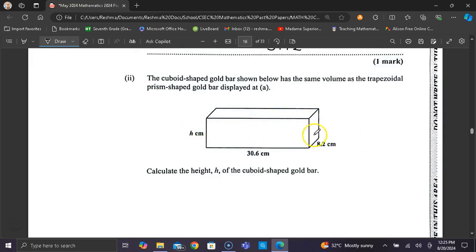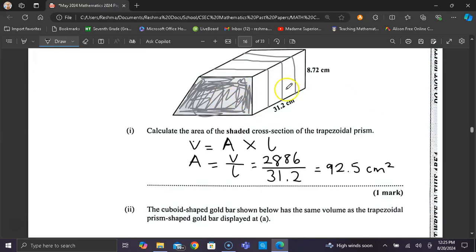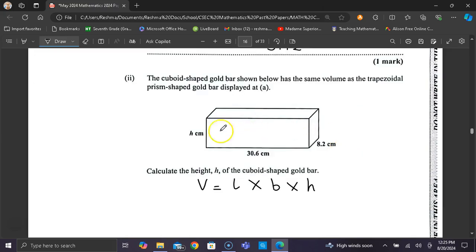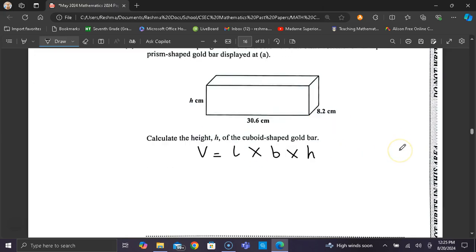Okay, so this is the shape of a cuboid, and we know volume of a cuboid is equal to length by breadth by height. So we're given the length, we're given the breadth, and the height is unknown. Of course, they said the prism above, this trapezoidal prism, has the same volume as this cuboid. So therefore, we're using the volume as 2,886. So to find the height, we will have to divide volume by the length times the breadth.